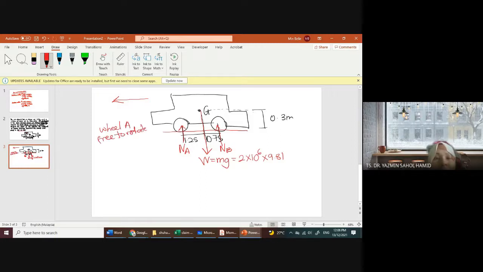So bila free to rotate, maksudnya apa? Maksudnya tak ada friction lah. Okay, wheel B dia bagi tahu apa? Dia sleeping. Dia ada friction tapi dia sleeping. Tapi because dia sleeping, walaupun arah kereta kita acceleration dia ke kiri, dia punya friction slipping tu menyebabkan friction dia arah sama.